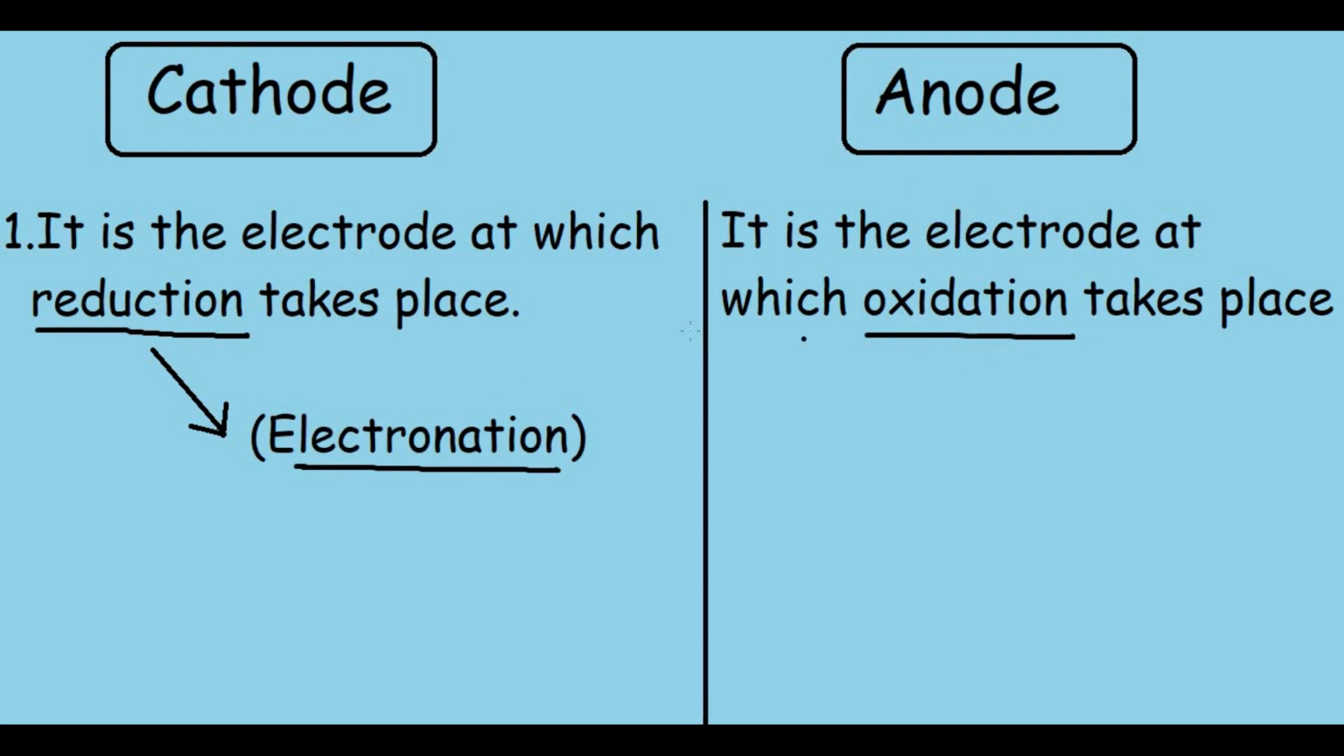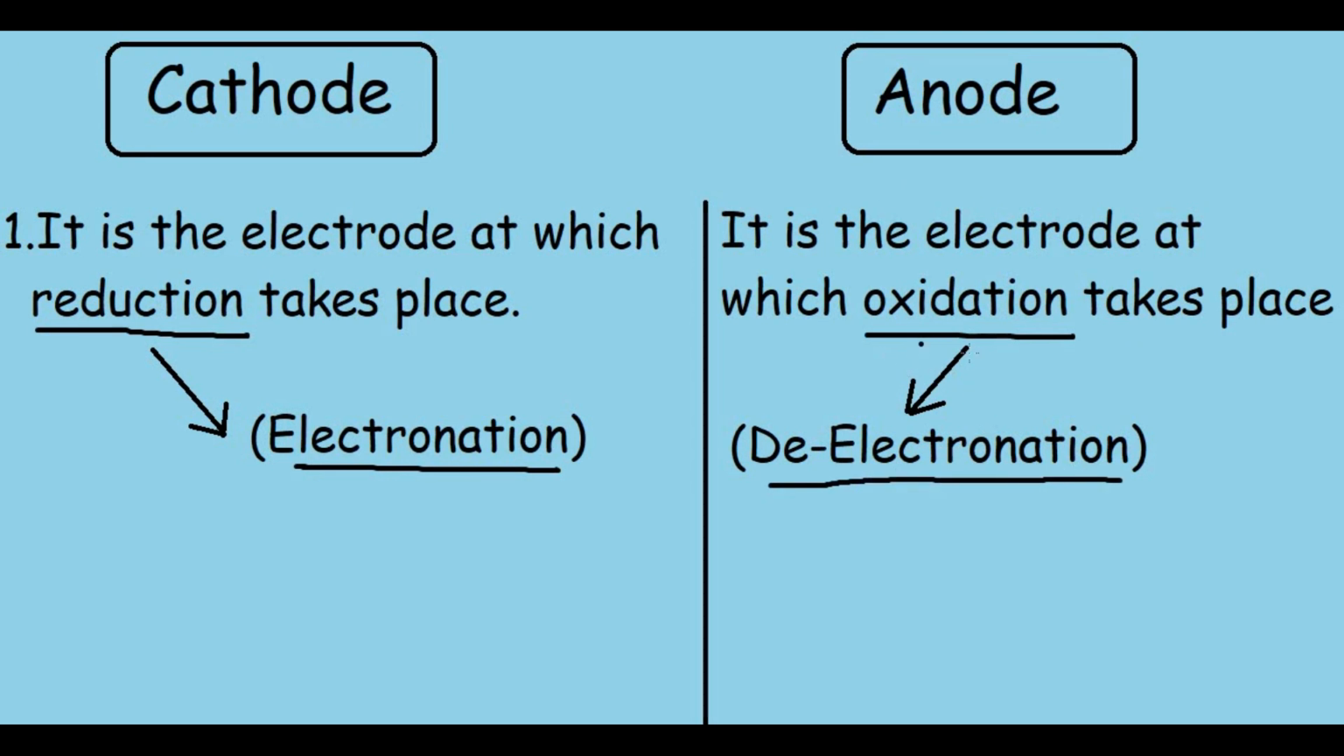So oxidation means de-electronation or loss of electrons. Oxidation means de-electronation and reduction means electronation. Cathode is the electrode at which reduction takes place and anode is the electrode at which oxidation takes place. So this is the definition for cathode and anode.